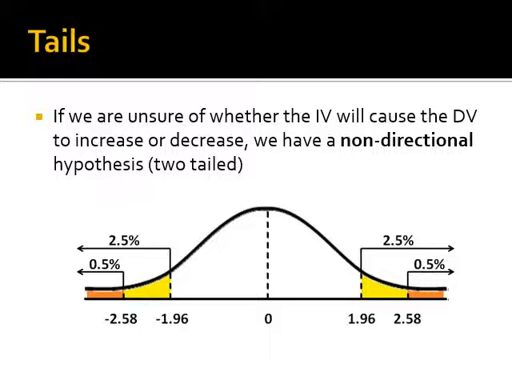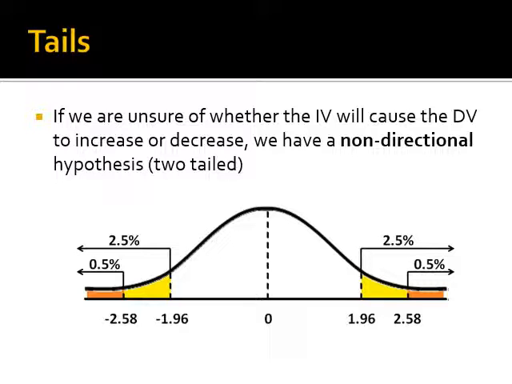Okay, so now we've explained type 1 and 2 errors, we're moving on to tails. Tails are also important to understand when we look at what are called directional and non-directional hypotheses. If we are unsure of whether the independent variable will cause the dependent variable to increase or decrease, we have a non-directional hypothesis. This is also called a two-tailed hypothesis because you're looking at both sides of the curve, both tails if you will, the left tail and the right tail.